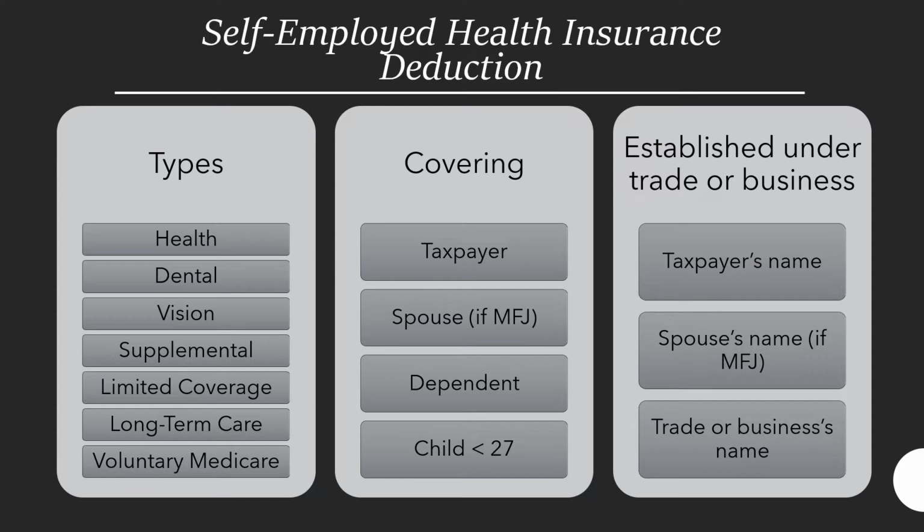As far as people that this plan can cover, it can be the taxpayer. It can be the taxpayer's spouse if they're married filing jointly. It could be a dependent, and it could also be a child who is under 27 but not a dependent still. And then as far as established under the trade or business, what that means is it would be under the taxpayer's name. It could be under the spouse's name, again, if they're married filing jointly, or it could be under the business's name.